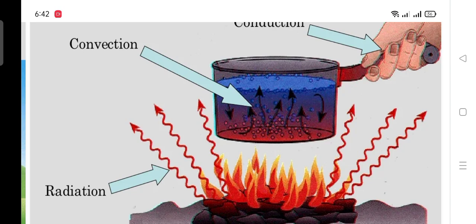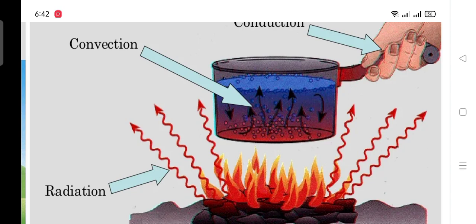Students, I think all of you got today's topic. Today we studied what heat is and what heat transfer is, and we studied different characteristics of heat transfer, as well as the different kinds of heat transfer, in which we studied radiation, convection, and conduction, and we saw different examples of each kind of heat transfer.